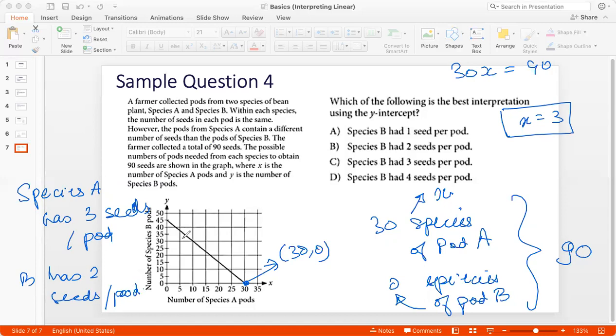And let's verify this with this point. This point is (10, 30). 10 pods of species A will contribute 30 seeds. 30 pods of species B will contribute 60 seeds, and the total is 90 seeds. So any point on this line is contributing 90 seeds based on our numbers. So that is how you interpret linear equations and linear graphs.